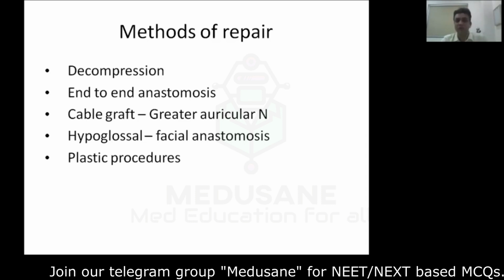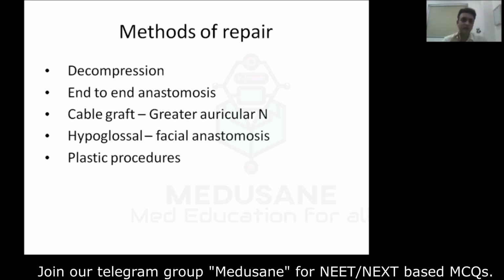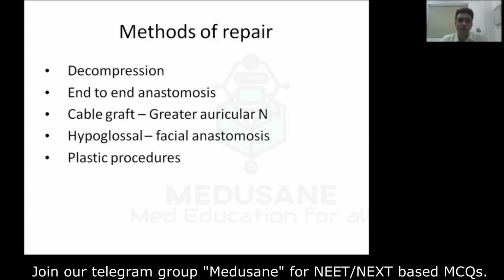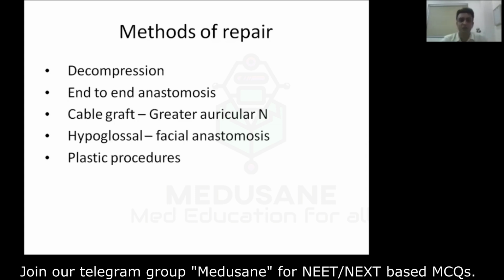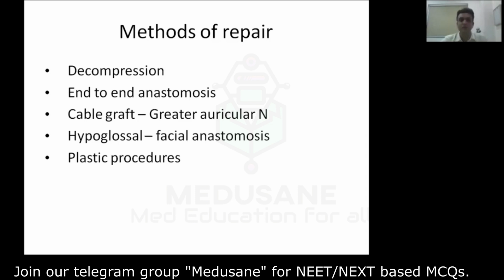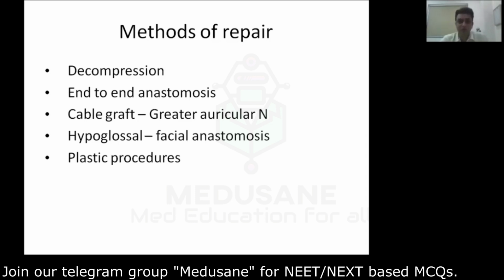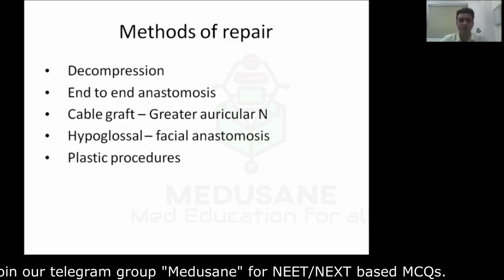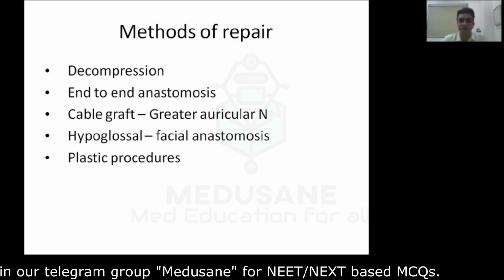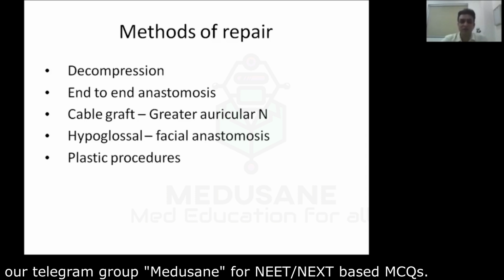Cable graft is required when the distance between the two cut ends is more than 4 millimeter. Generally, it is taken from greater auricular nerve in the neck. Here is the greater auricular nerve area. In extreme cases, there is a lot of tissue loss of the nerve. We may have to do a hypoglossal facial anastomosis. And there are many plastic procedures actually to give a good motor appearance to the face.